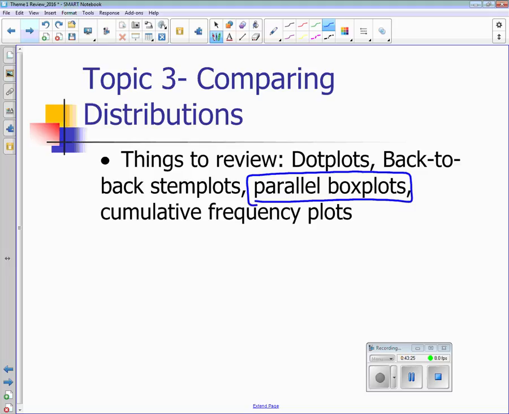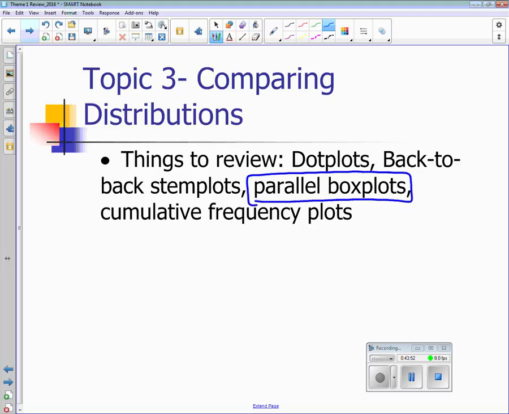What's a parallel box plot? 2 or more. You could have 3, 4. You could have a lot of box plots. But what's important is that they're on the same axis. Okay? Same values. And you use them to compare. We want to compare their medians, compare their spreads. And so in order to compare them, they have to be on the same scale.